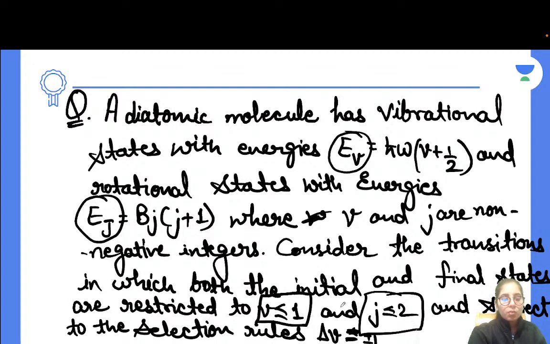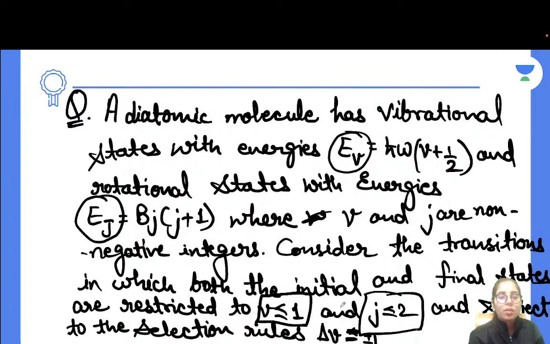So if you find the difference between the vibrational energies for 0 and 1, it will give you 0 plus half, that is half, and 1 plus half, that is 3 by 2. 3 by 2 minus half will be 1. Sorry, 1 h bar omega, not 1 upon 2. So h bar omega is the difference between the energies for V equal to 0 and 1. And for J equal to 0 and 1, it will give you 2B. Okay, 2B you will get there.